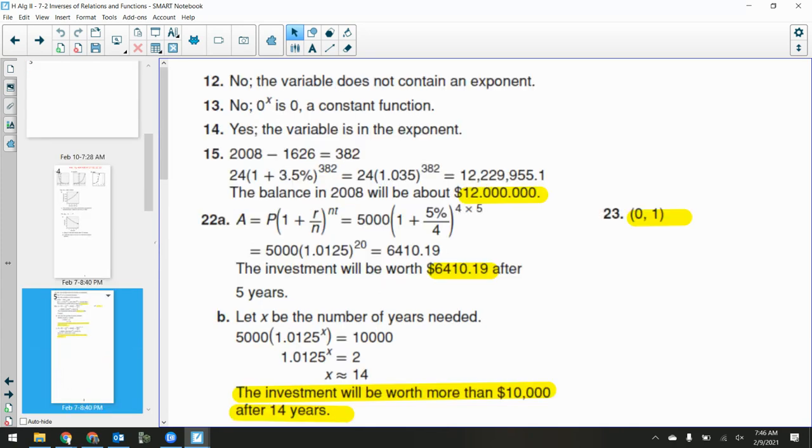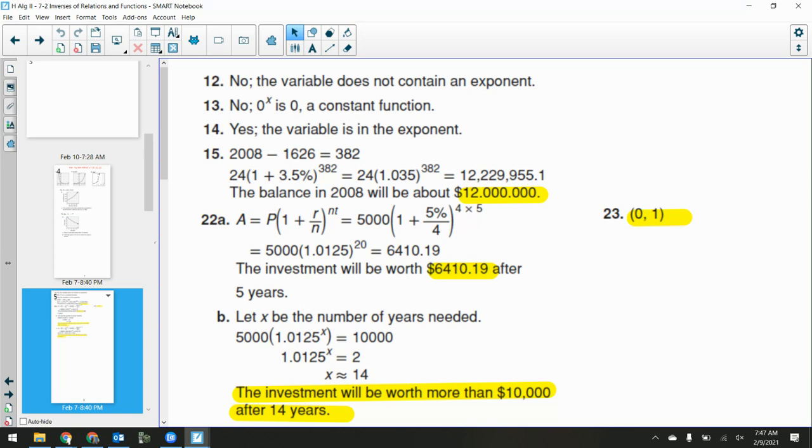Okay. Here's the next page, 12, 13, 14, 15, and then I wouldn't worry too much about 22. We're going to talk about compound interest a little bit later on. This was just to introduce it to you. That is our compound interest formula. The principal times 1 plus r over n to the nt power. Basically, n is how many times it's compounding in a year. It looks like this one is compounded quarterly, so it's being compounded 4 times in a year.